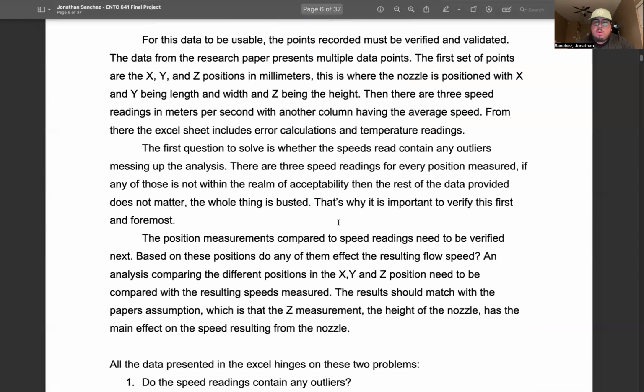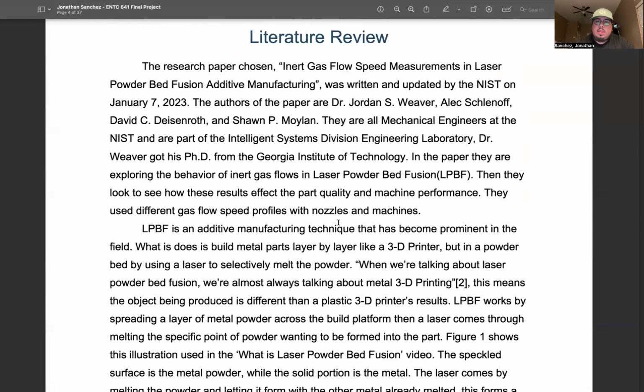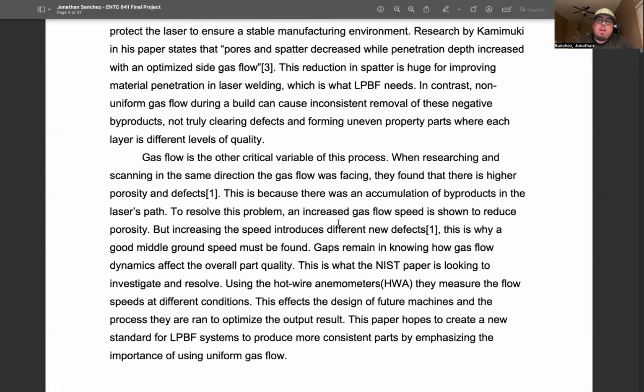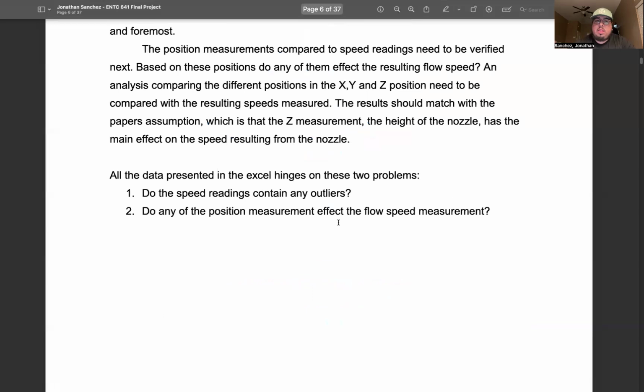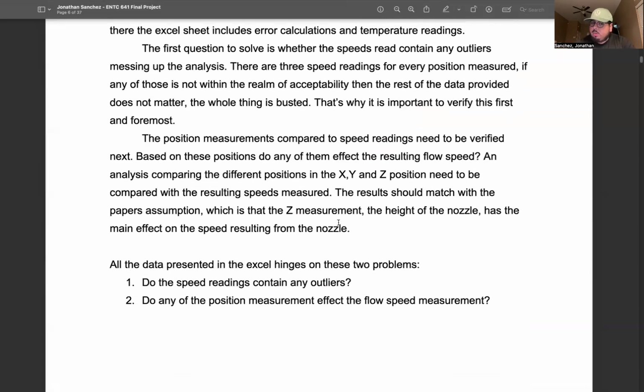The paper that I am looking into is called the Inert Gas Flow Speed Measurement and Laser Powder Bed Fusion Additive Manufacturing. The problem statements that I came up with based on this paper: one, does the speed reading contain any outliers? In the Excel given, there are three different speed quantities measured for each position. I wanted to compare and make sure there were no outliers or anything that would set the data off and make it unusable.